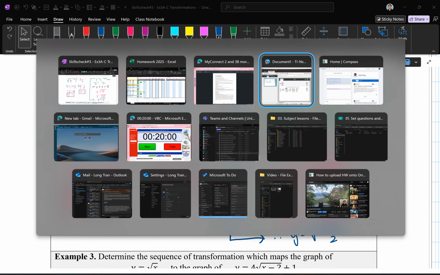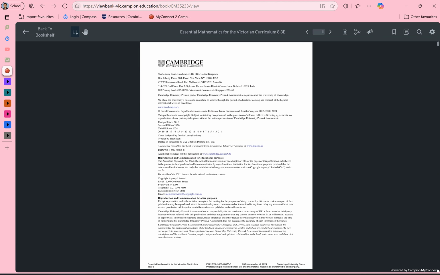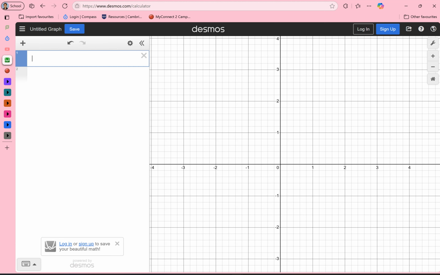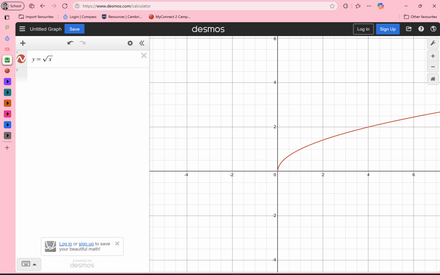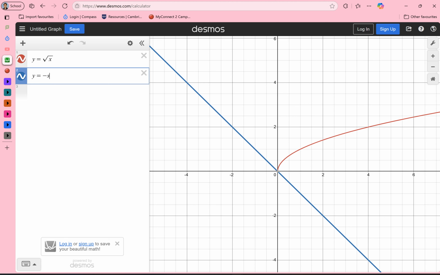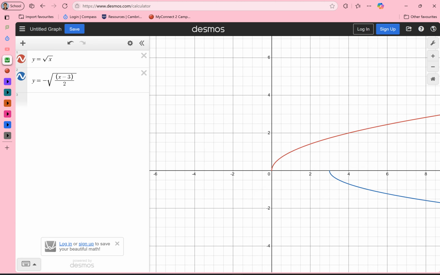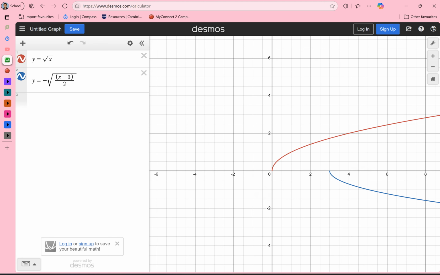Let's look at Desmos and let's visualize this. Where's Desmos? Where did I put it? Was it over here? Yeah. Let's have a look at Desmos. So the first one was root of x. Here's your original. This is the OG function, right? Then the new one, we said the new one should be y equals negative root of x minus 3 on 2. If I do it in parts, I'll do it slowly.